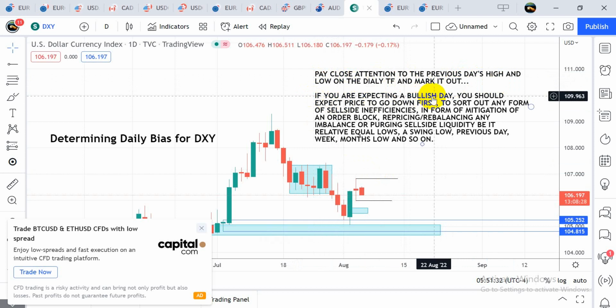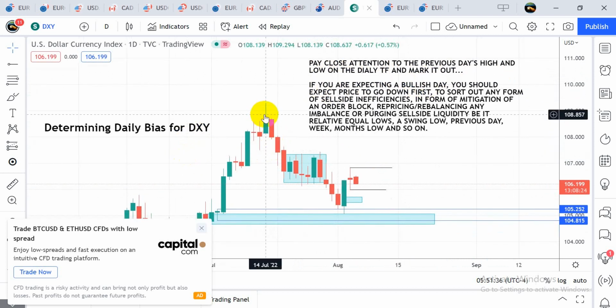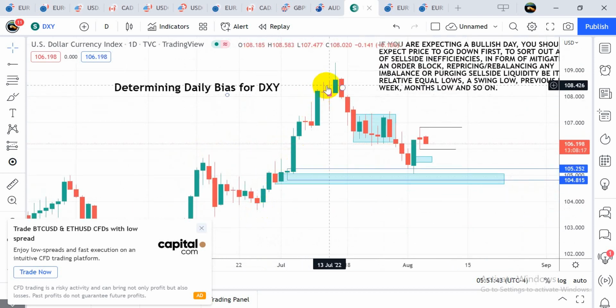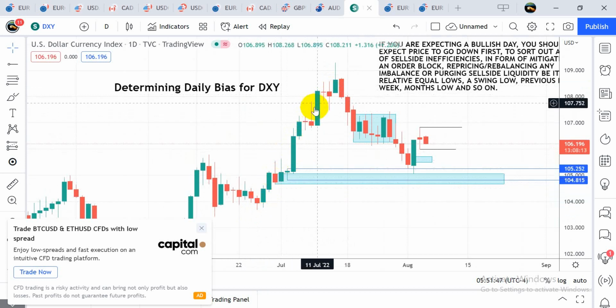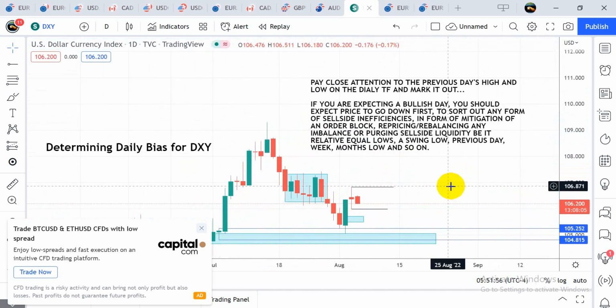If you're expecting the bullish day, just like we are expecting in DXY, okay, remember that even in a medium to long term bullish trend, we can actually have some bearish days in between. So speaking specifically on those unique days in the market, in DXY or dollar index, we'll be expecting a bullish day.